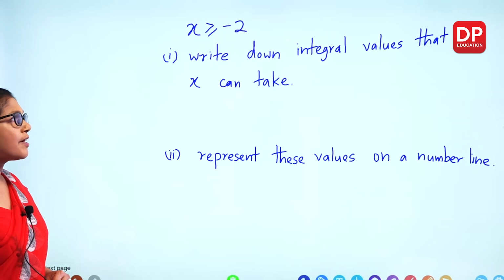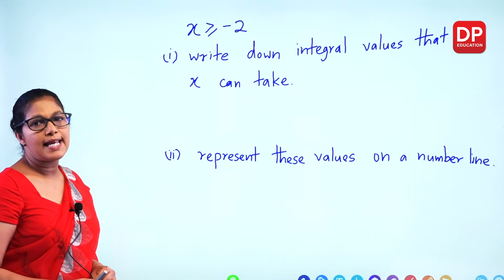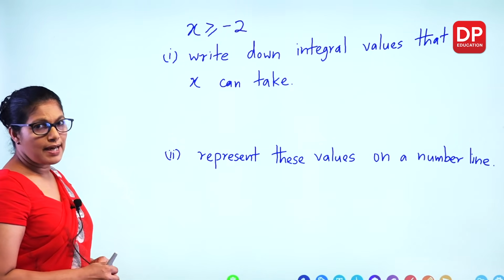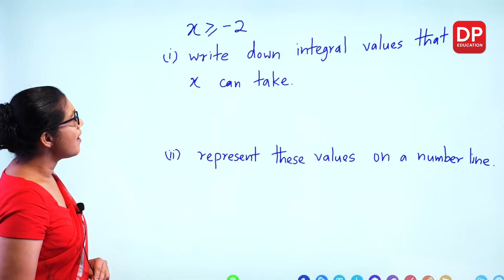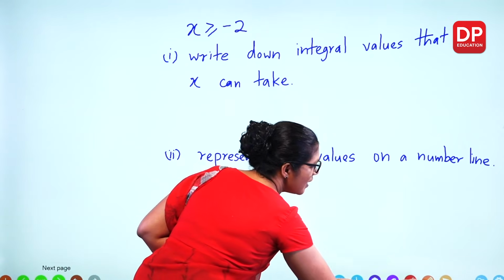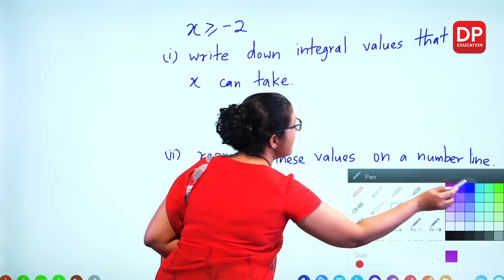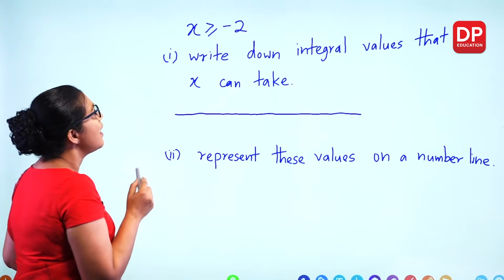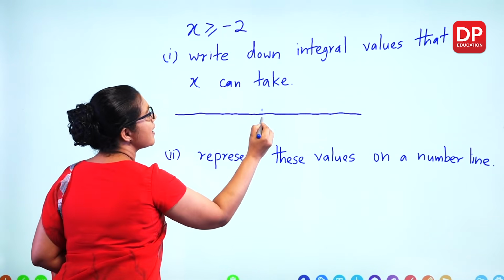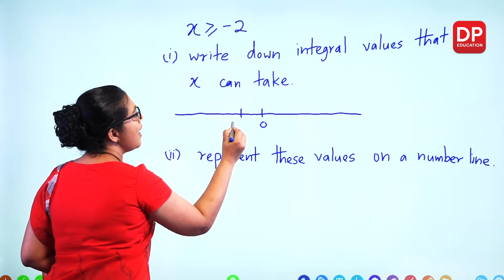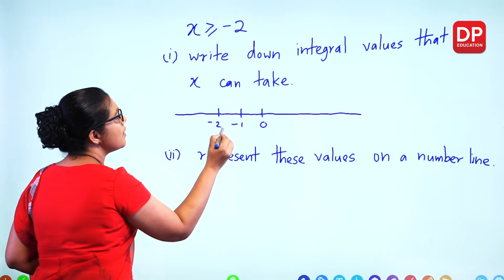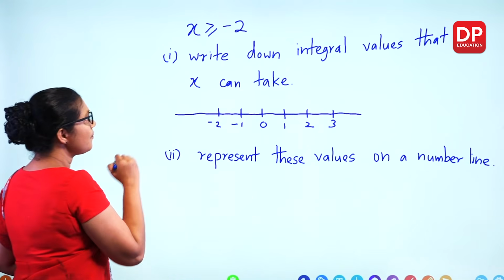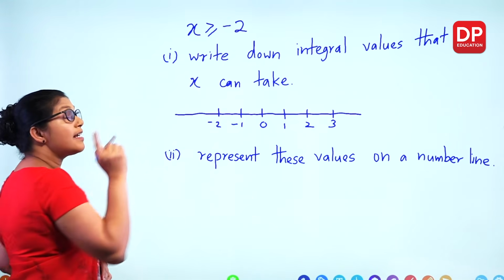Write down integral values that x can take. So we'll try with the number line first. So here, write down integral values. I'll take the number line and -2 is there. I can start with 0 and mark negative numbers to the left, positive numbers to the right. And then can you see a line there?